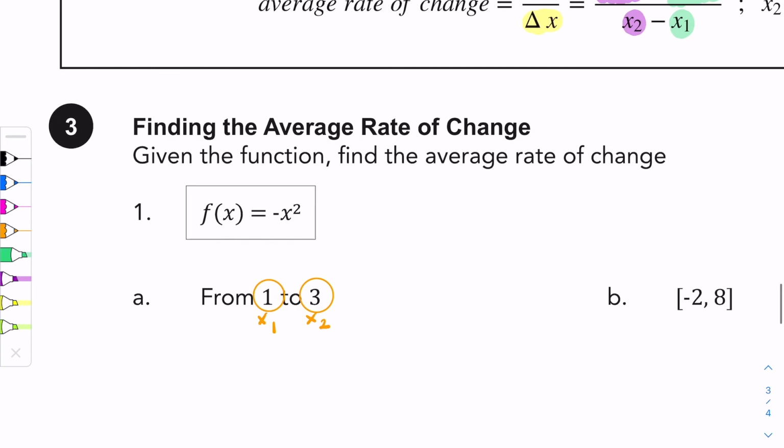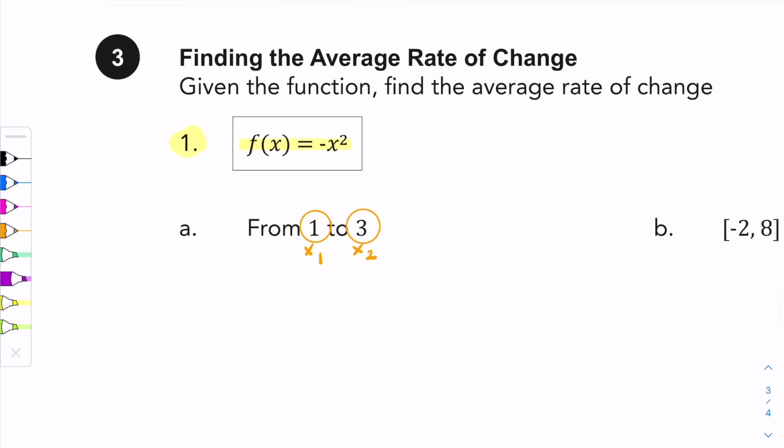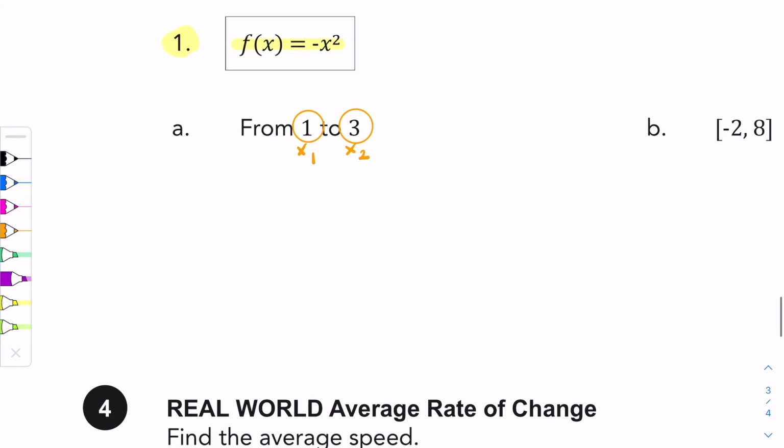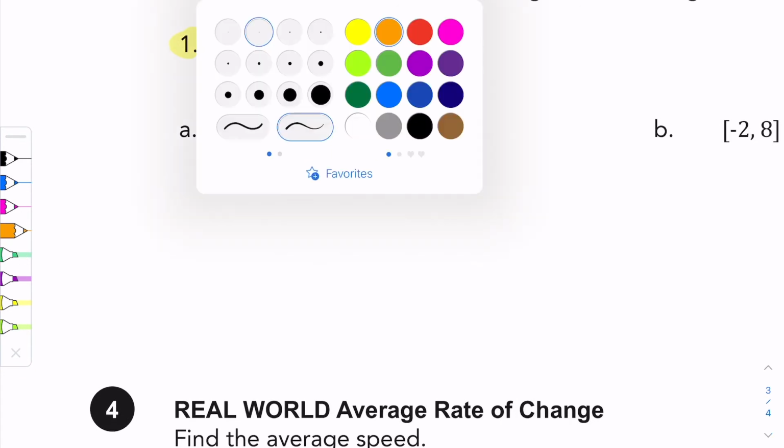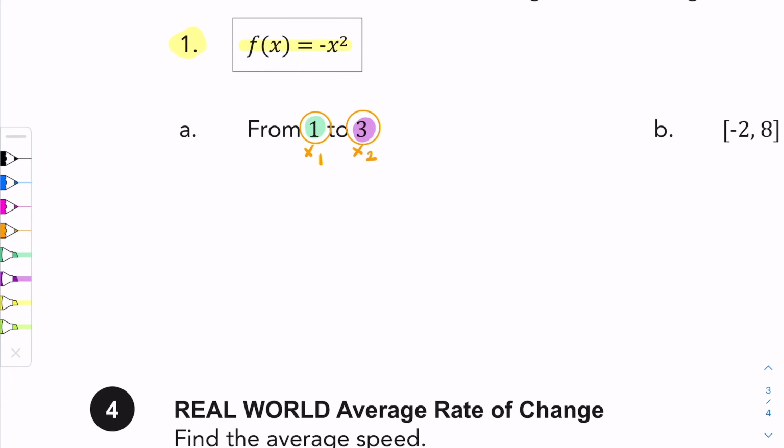Let's take a look at this first problem. For number 1, we're using the function f of x is equal to negative x squared. So we are going to use the equation with x sub 2, which is equal to 3, and x sub 1, which is equal to 1. Before I calculate the change in y divided by the change in x, I'm going to evaluate the function at 3, which gives me negative 3 squared, which is negative 9. So I know that f of 3 is negative 9.